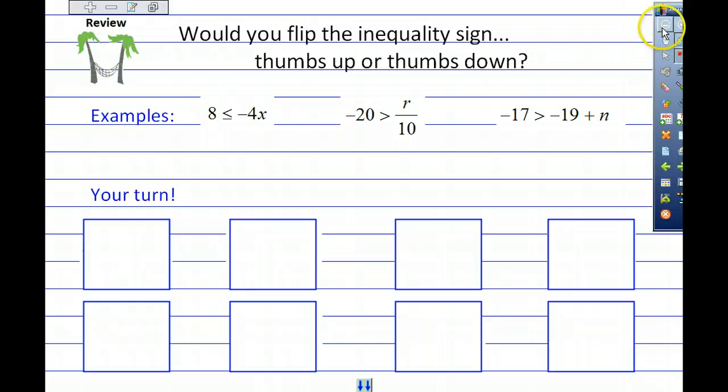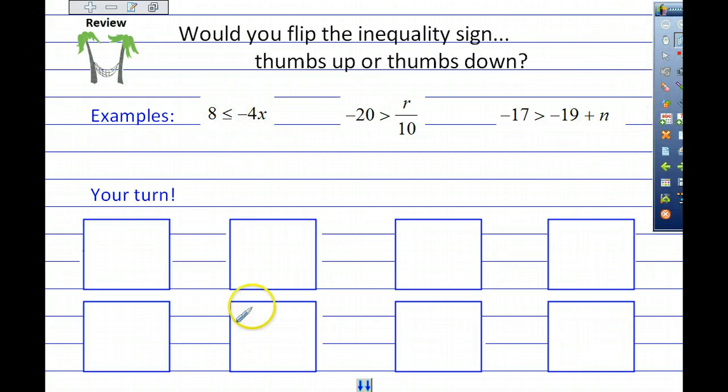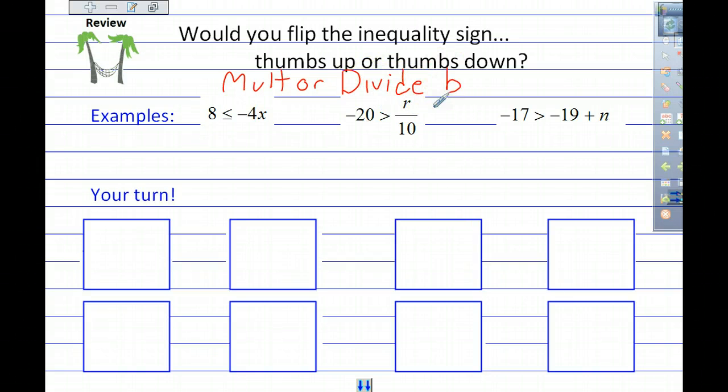Okay. First, a little review. When do you switch the sign? When do you switch the inequality sign? When do you flip the inequality sign? So like here, you switch right here. Well, first of all, let's actually say it. When is the sign supposed to be switched? It's when you multiply or divide by a negative. That's when you're supposed to switch, multiply or divide.